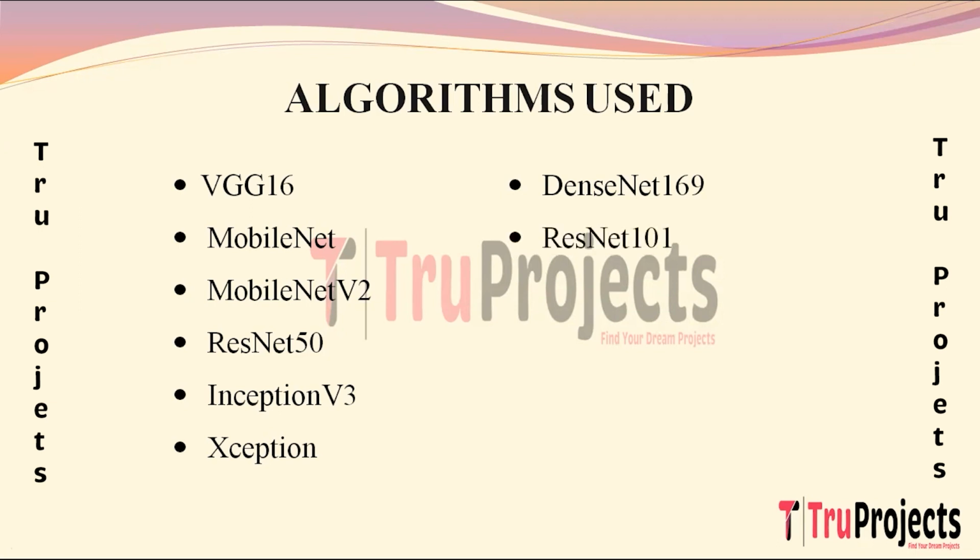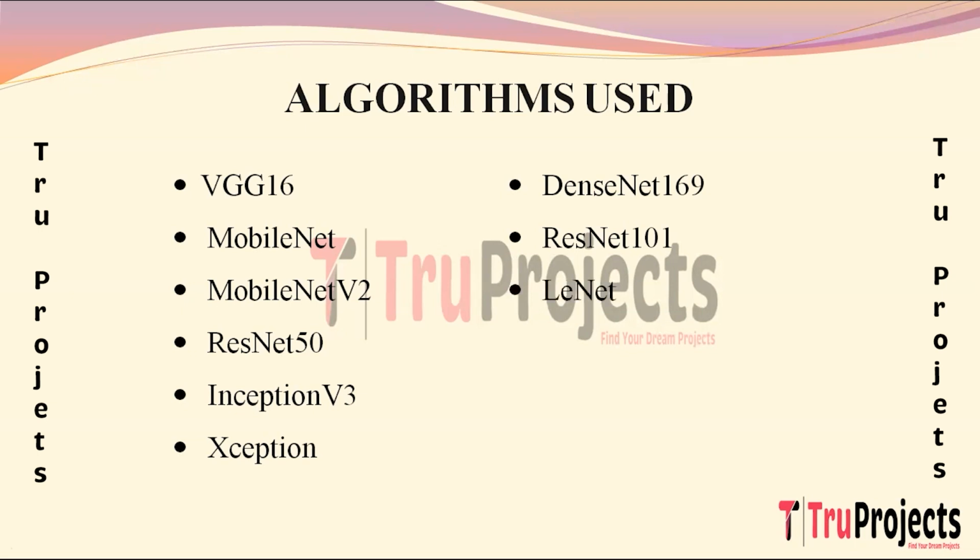The next one is ResNet 101. It is a CNN architecture again characterized by its deep structure comprising 101 layers. It introduces residual connections which enable the training of very deep networks by mitigating the vanishing gradient problem. ResNet 101's depth and skip connections facilitate effective feature extraction from heritage monument images, enhancing classification accuracy in this project.